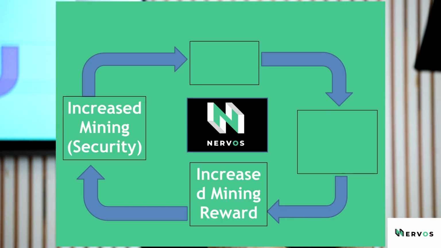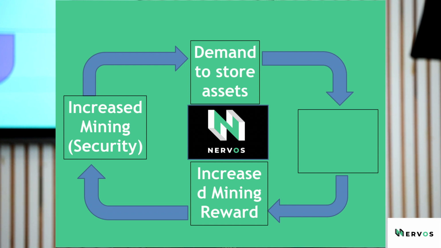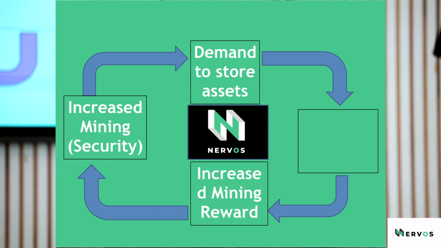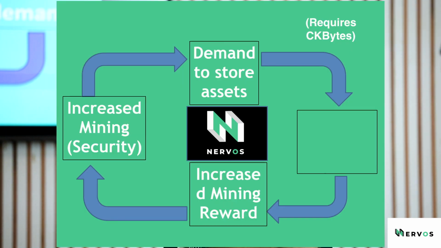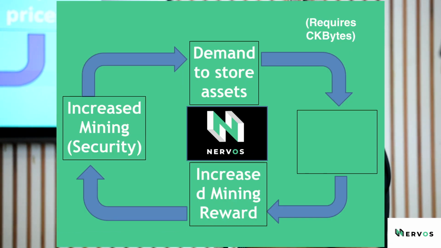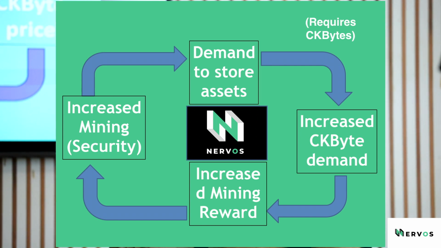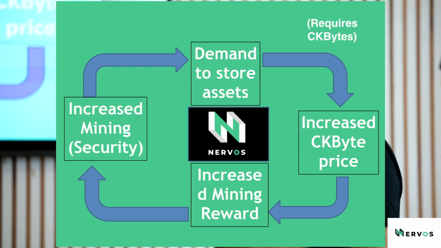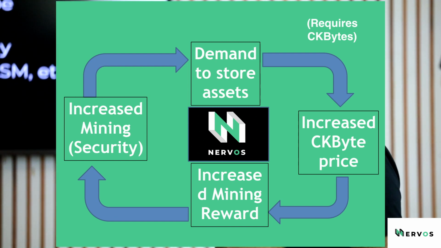So on Nervos, we have worked to replicate the same thing. So because CK bytes are required to store assets on the Nervos CKB, we can translate demand to store assets into increased CK byte demand, and in turn increase CK byte price. And because the mining rewards of Nervos CKB are denominated in CK bytes, we have an increased mining reward, increased mining security, and that should increase demand to store assets.